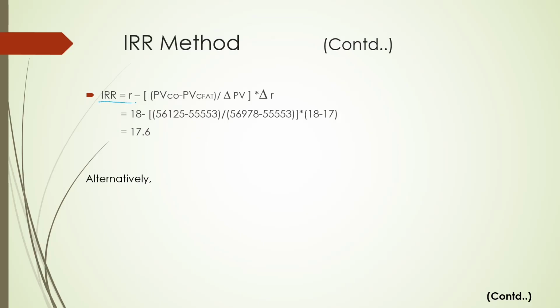So, this is the formula, no? Then R, we are considering 18%, right? Highest value. At H, we have 55,553 at 18%. Let me show you the previous slide.